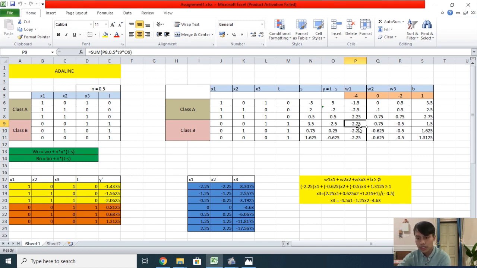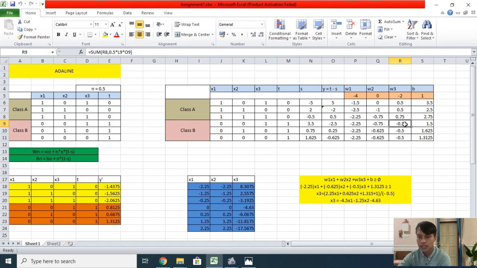And the w1 is same with the w old because the value of x1 is 0. Next is the w2, same with the w1, so the value of x2 is 0, so we get the value of w old. So next is the w3. So w3 is negative 0.5.